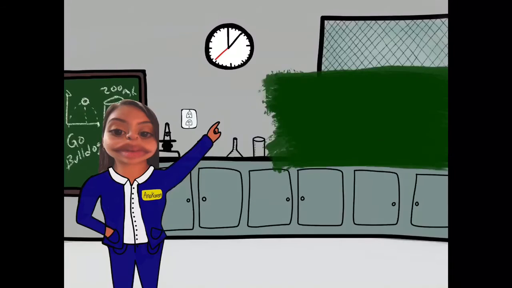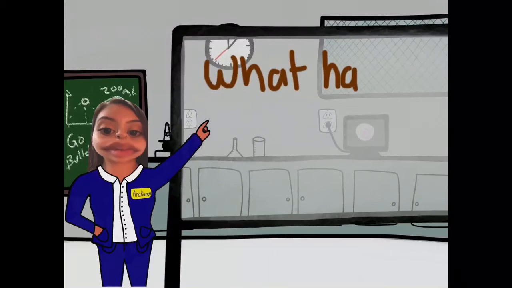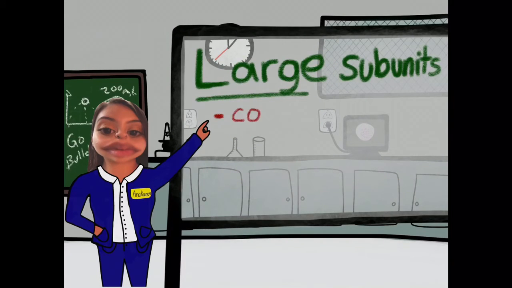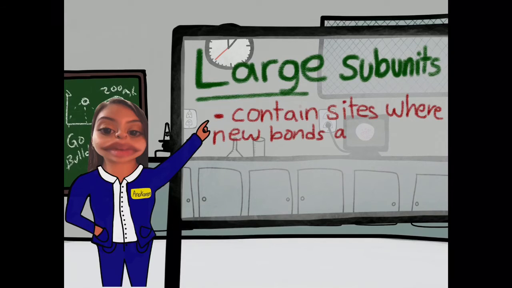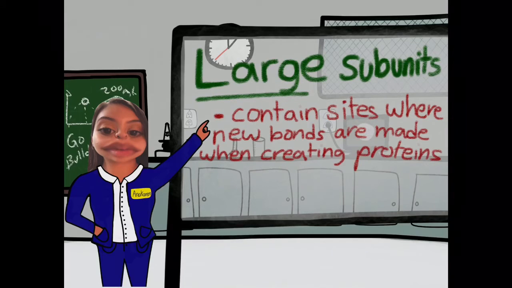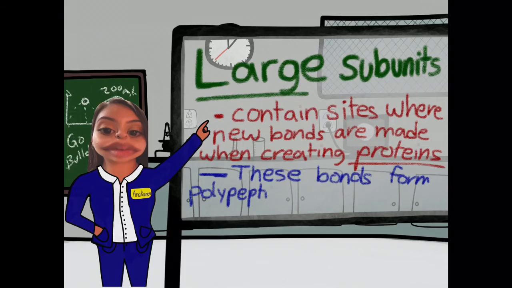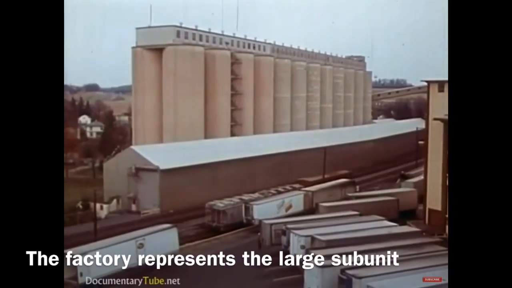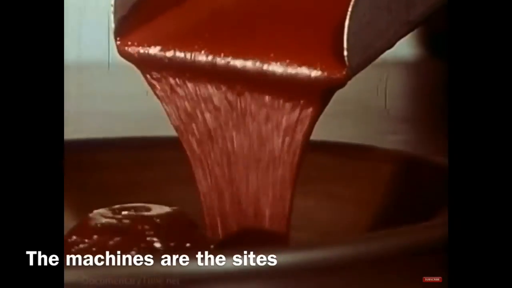Hello, my name is Ana Karen, and today I'll be talking about what happens in the large subunit. Large subunits contain sites where new bonds are made when creating proteins. The bonds form polypeptide chains from amino acids. Think about it like a chocolate factory, where different machines help create the chocolate bars. The factory are the large subunits, and the machines would be the sites.